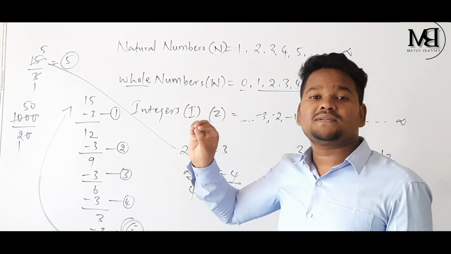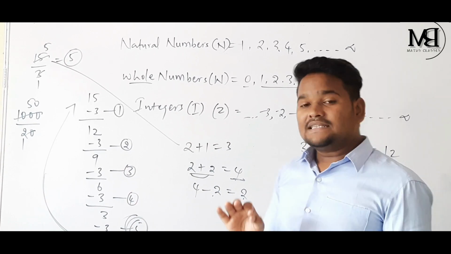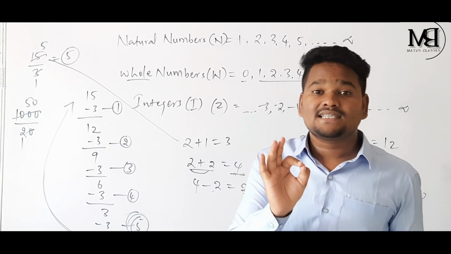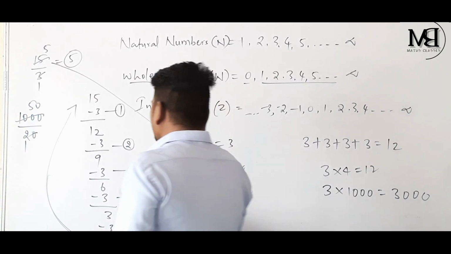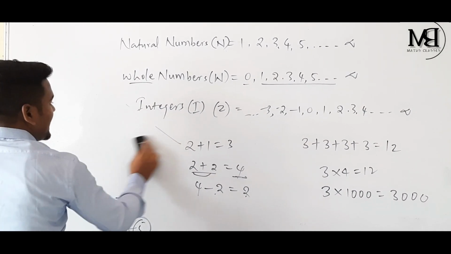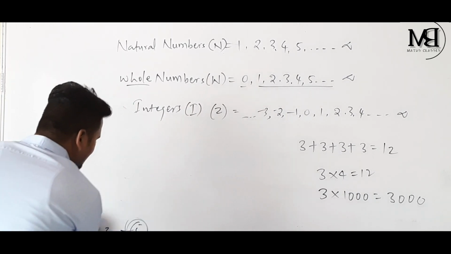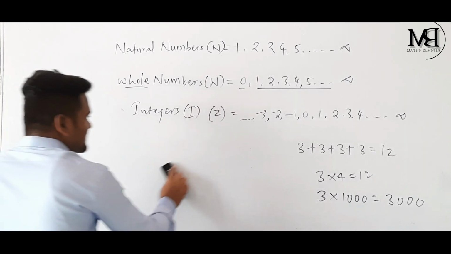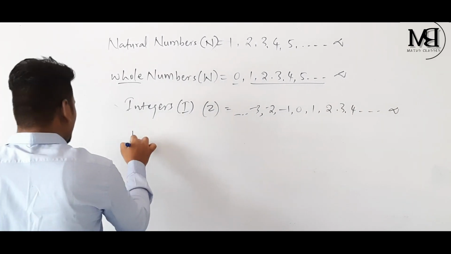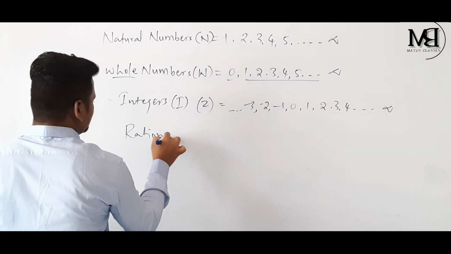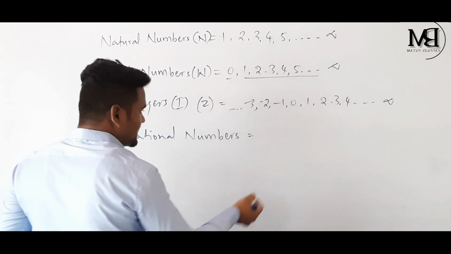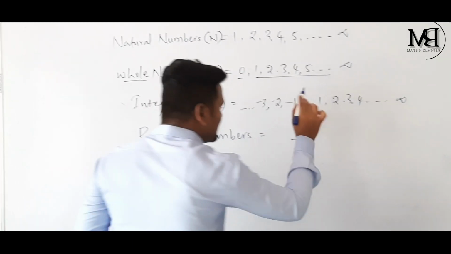We have to give a special name. The numbers which are in the form of p by q are known as rational numbers. Okay, rational numbers. And see children, if we discuss about this rational number, just wait.